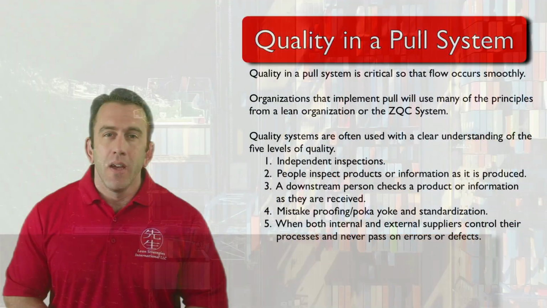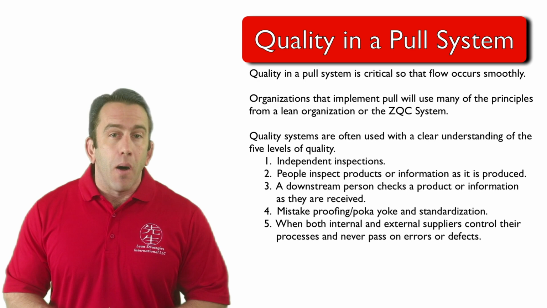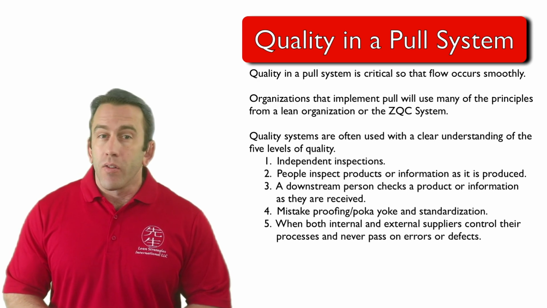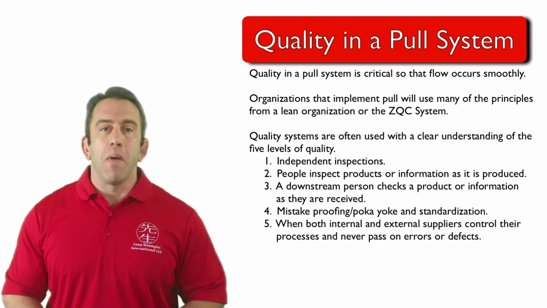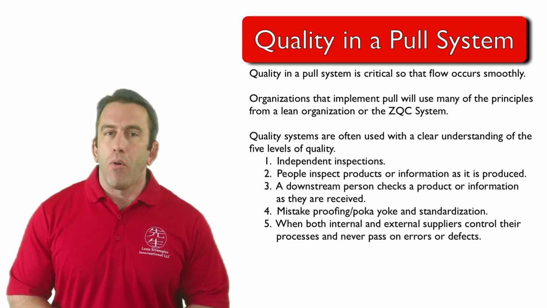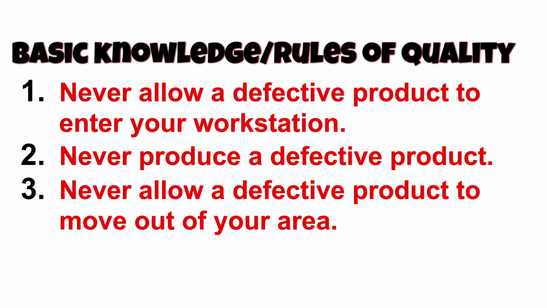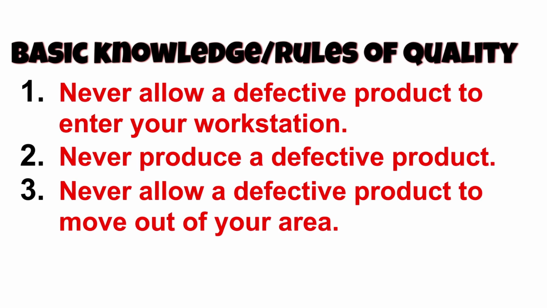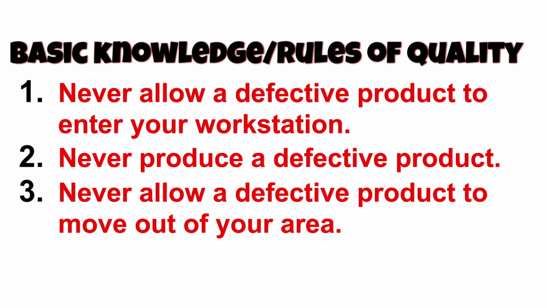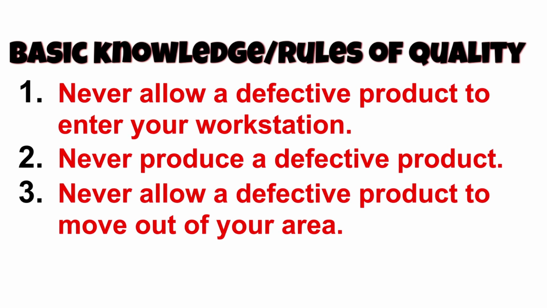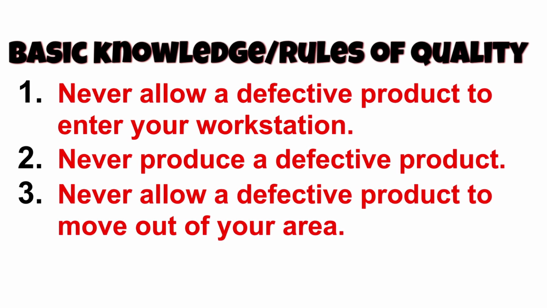As you may have guessed, operator inspection of products and information and downstream checks are the 2 fundamental levels of quality in a pull system. These levels, however, must follow the most basic knowledge and rules if you want to succeed. Never allow a defective product to enter your workstation.